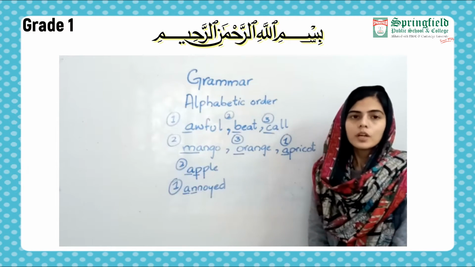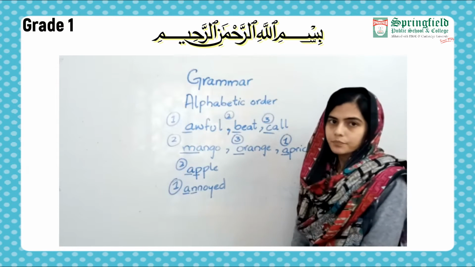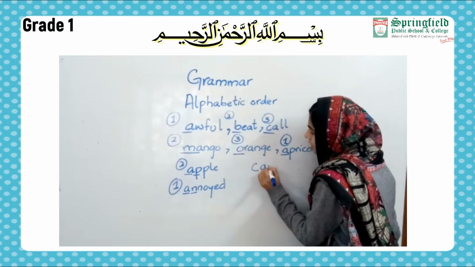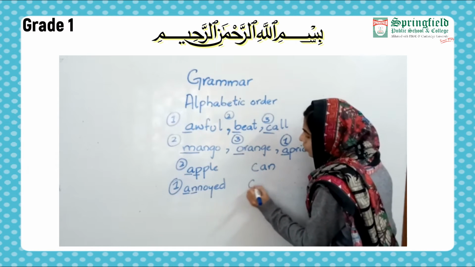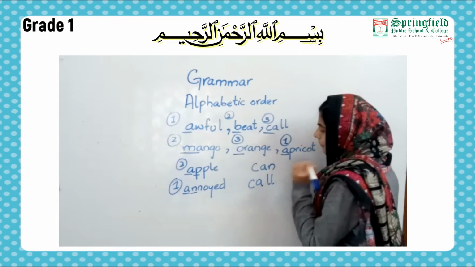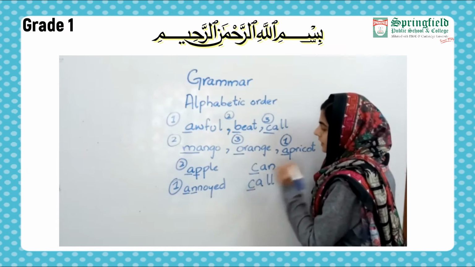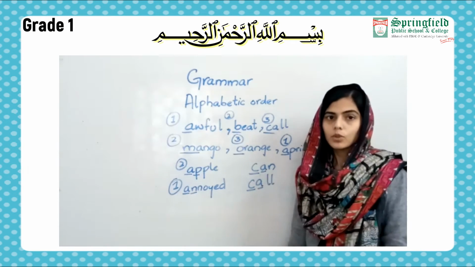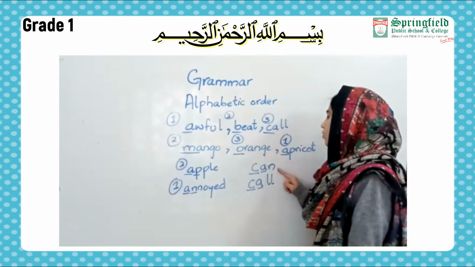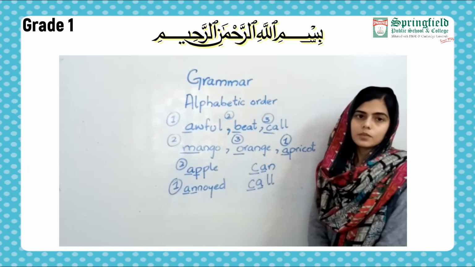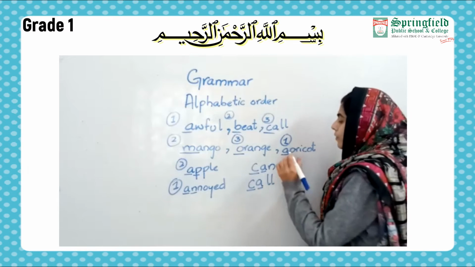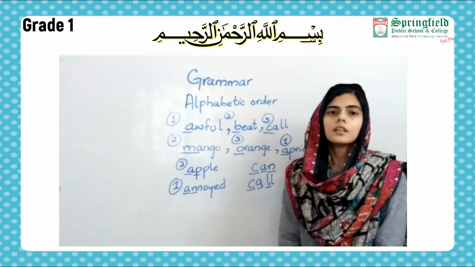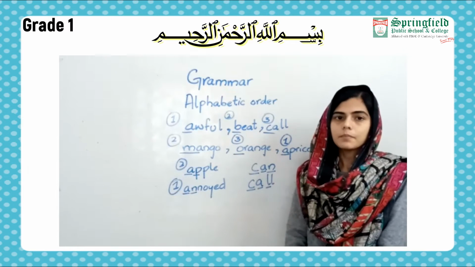Now let's move to another example. We have got the words can and call. First letter C, that is checked. Second letter A, that is also checked. Now what we are going to do? We are going to move towards our third letter to see and to arrange them in alphabetic order. N and L.